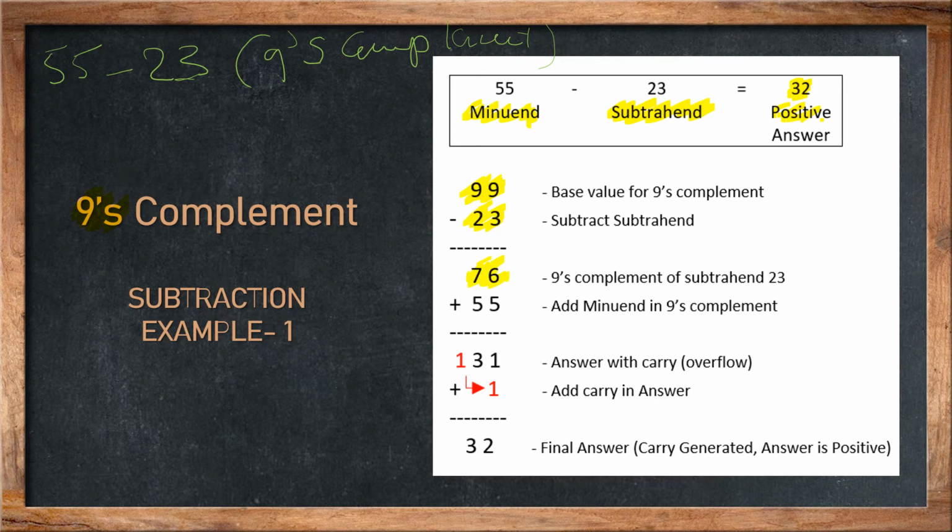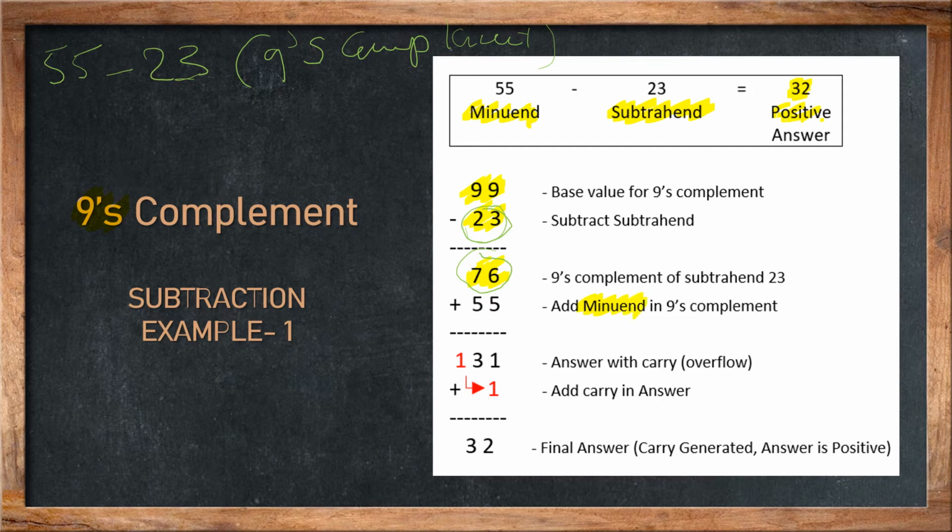Perfect. So I can say that 76 is the 9's complement for the 23. 76 is the 9's complement value for the number 23. Now the second rule says that whatever 9's complement you get for your subtrahend, after that simply add your minuend.